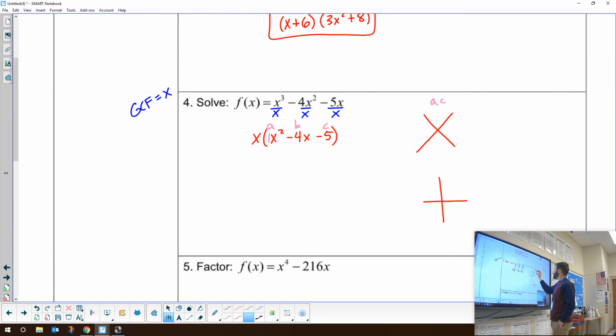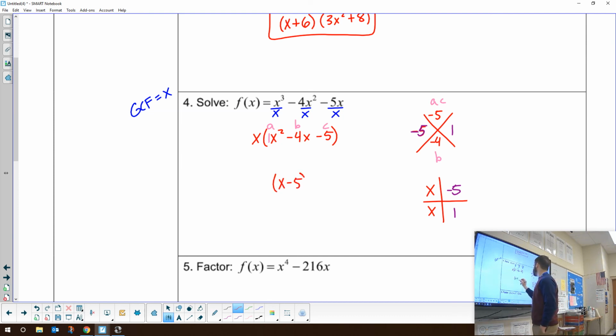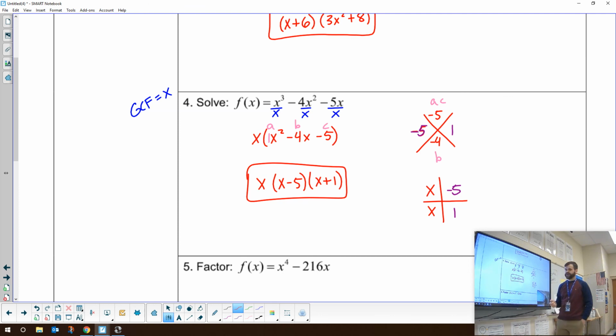So over here we're going to go A times C on top, B on bottom. So 1 times -5 on top, -5. B on bottom, -4. Two numbers that multiply to -5 but add to -4 is obviously -5 and 1. So put those numbers down here. Write my 1x, so those are my factors: x minus 5 times x plus 1 with my GCF of an x out in front. Okay?